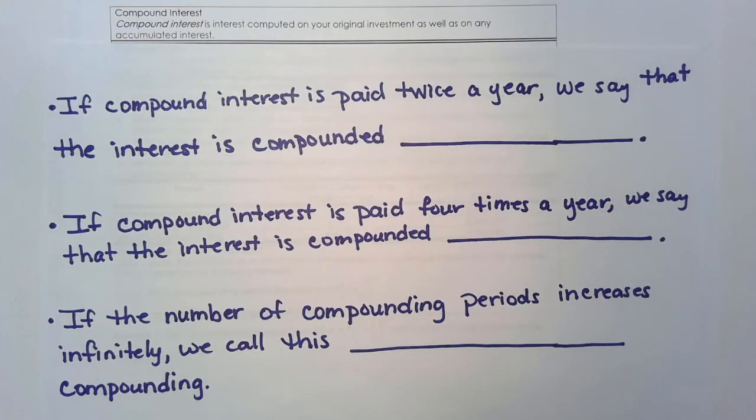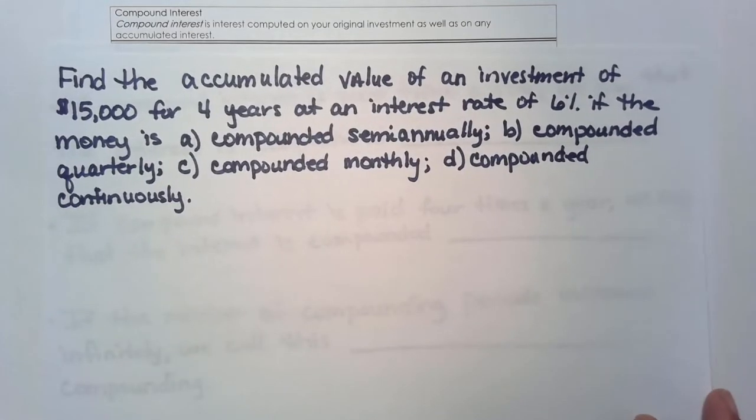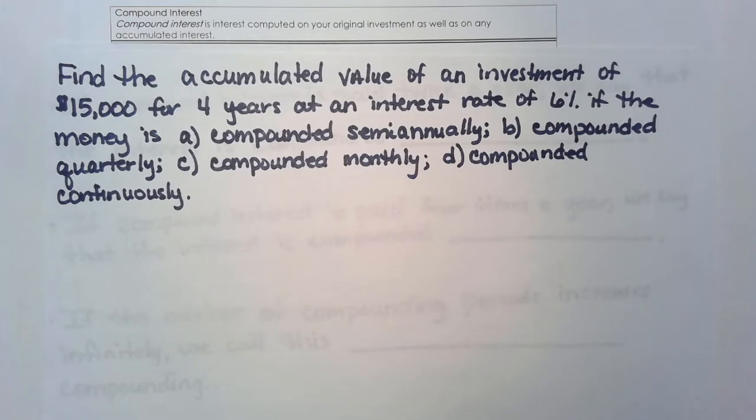All right, so we're going to look at compound interest. So here we have an example. It says find the accumulated value of an investment of $15,000 for 4 years at an interest rate of 6% if the money is A, compounded semi-annually, B, compounded quarterly, C, compounded monthly, D, compounded continuously. So we are going to work this word problem.